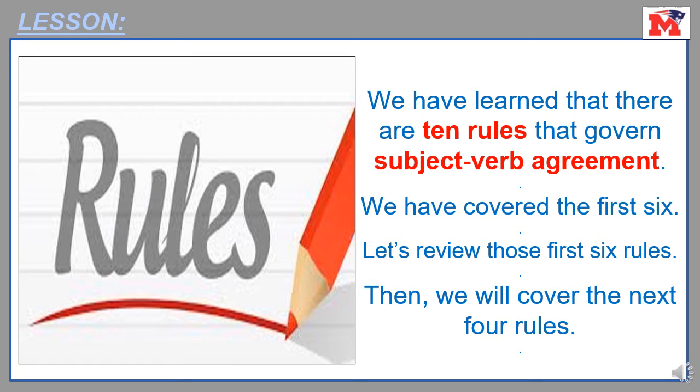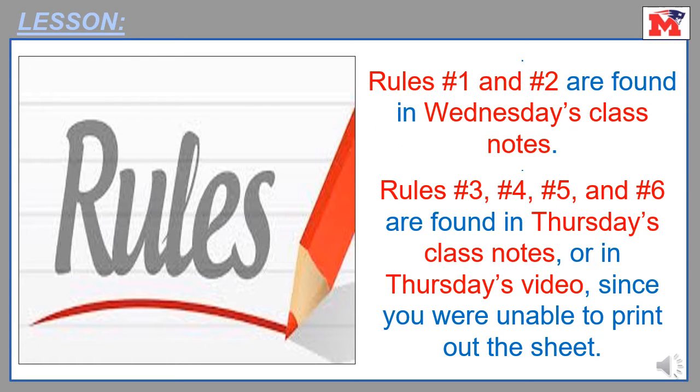We have learned thus far that there are 10 rules that govern subject-verb agreement, and we have covered the first 6. So let's review those first 6 rules, then we will cover the next 4. Rules number 1 and number 2 are found in Wednesday's class notes. Rules number 3, number 4, number 5, and number 6 are found in Thursday's class notes or in Thursday's video.